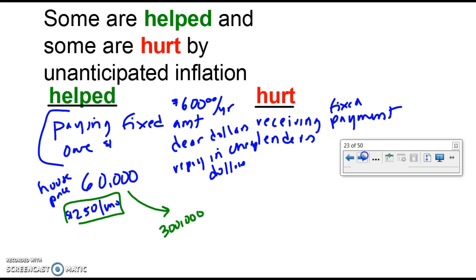Their house grew in value. Their payments did not. They were paying in cheaper dollars. So they were winners on that end. Okay, so who gets hurt?